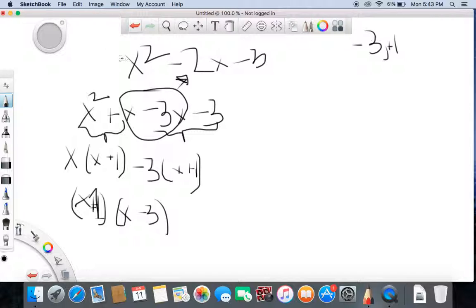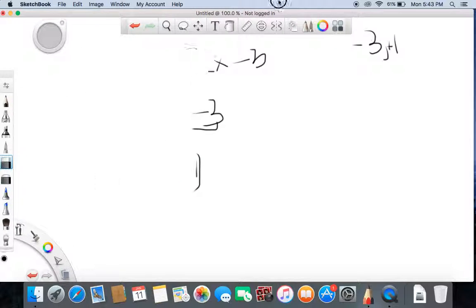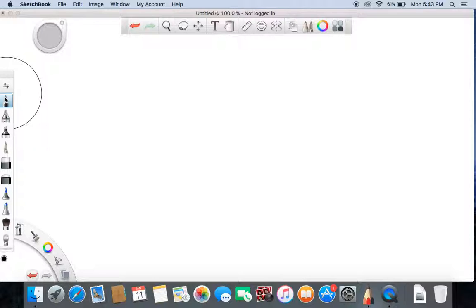So let's just say this were not 1 but 2. You'd say, well, a number that multiplies to negative 6 but adds to negative 2. That's not possible. So you call that prime or not factorable, depending on whatever you've learned. I just say it's not factorable. Some people call it prime. It really depends, up to you. But generally people go by prime.